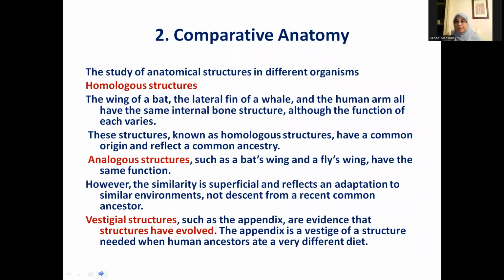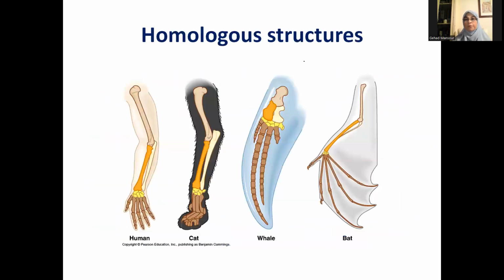Now, the second evidence for evolution is the comparative anatomy, meaning that we are comparing anatomical structures of different living organisms. And in this field, we have three important terms to remember: the homologous structures, the analogous structures, and the vestigial structures. Examples of homologous structures include the wing of a bat and the fins of a whale. So here we have the wing of a bat, we have the fins of a whale, we have the limbs in a cat, or the limbs in a human being.